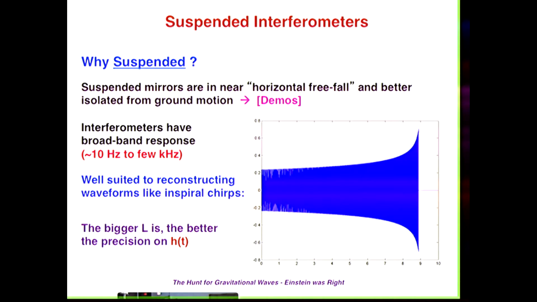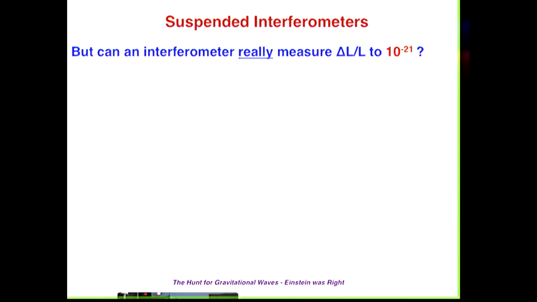Okay, so the bigger the L is, the better the precision we have on h of t. And let me explain a little bit more about how that works. So is it really possible for an interferometer to get down to a level of delta L over L of 10 to the minus 21? I mean, that sounds impossible on the face of it. How in the world could you possibly do that? Let's see why it actually is feasible.